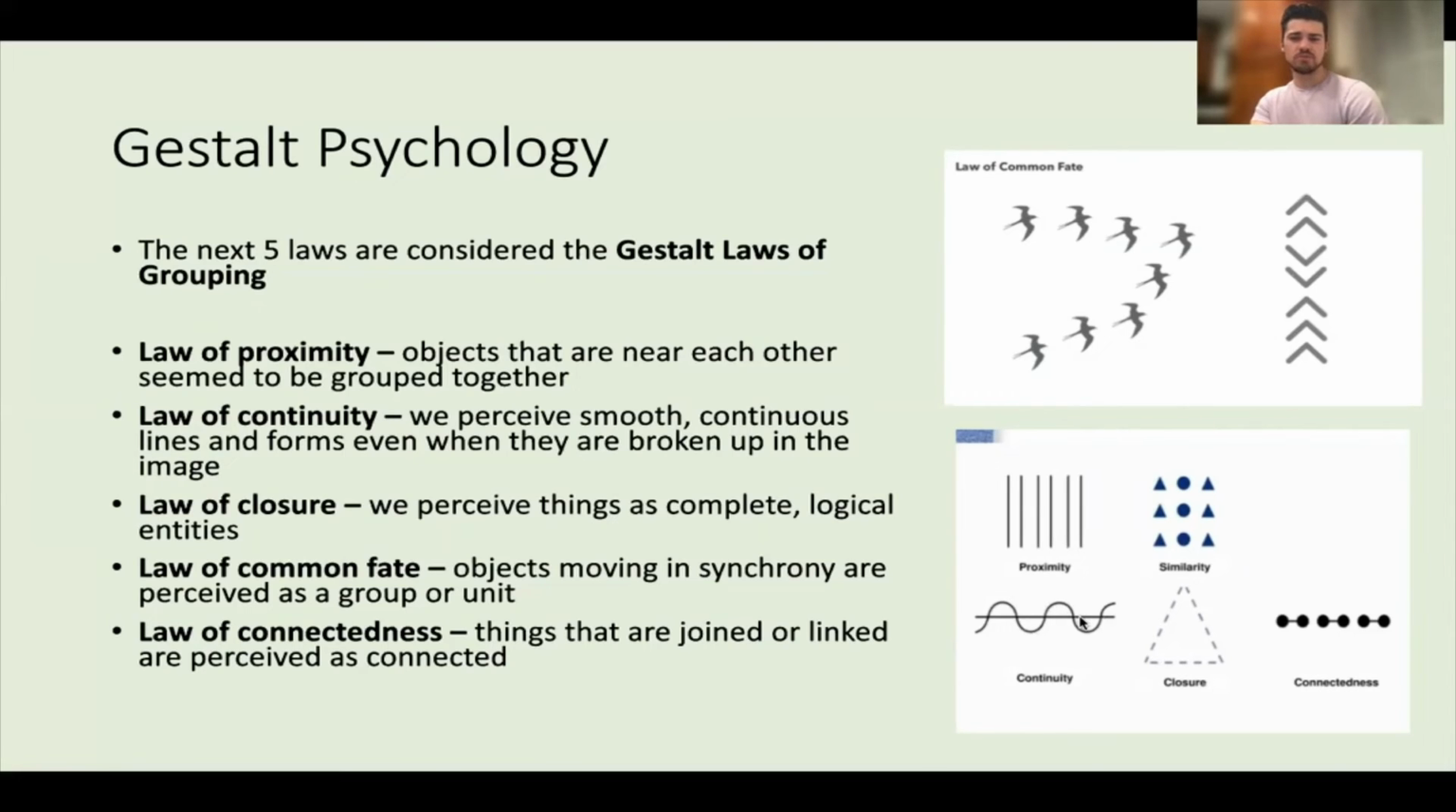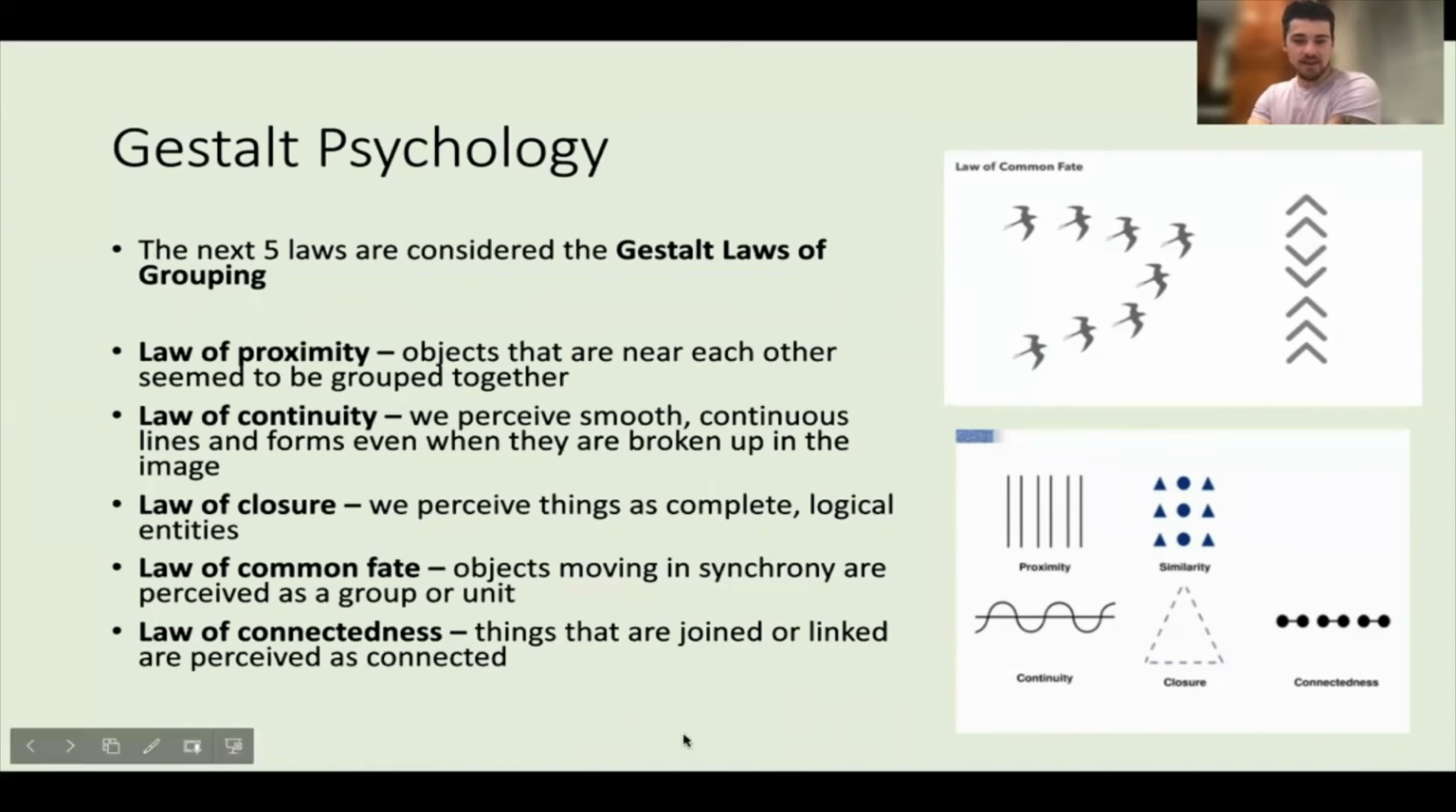The law of closure, we perceive things as complete logical entities. So you can see over here to the right, we have this triangle. It's not closed. We can see that it's not an actual closed shape, but we can assume that that is a triangle just because of our perception. We like to perceive things as complete and closed. So we're going to perceive that as a triangle.